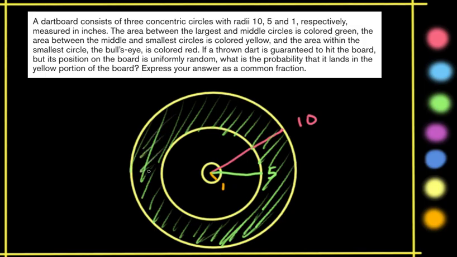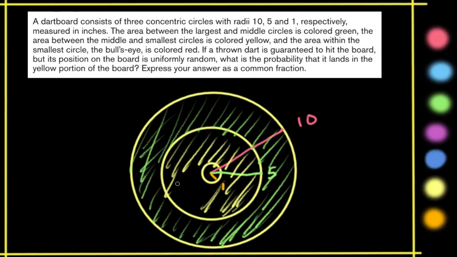Solid circles. Okay, and the area between the middle and the smallest circles is colored yellow. I got yellow here, so we can do that. This one's yellow. And then the bullseye, the one in the middle, the smallest circle, that's all colored red. We'll just pretend this is red here, so that's something like that. That's our bullseye, okay? Just fill it in.